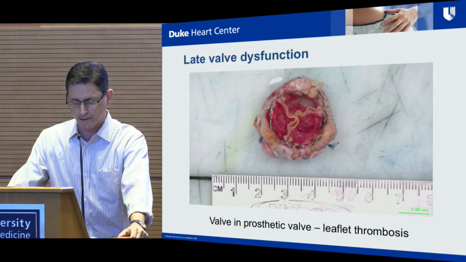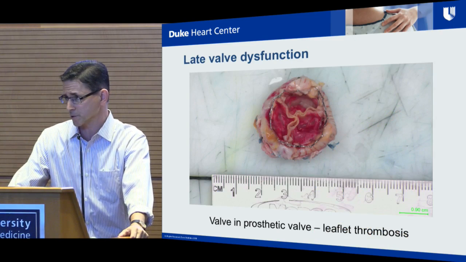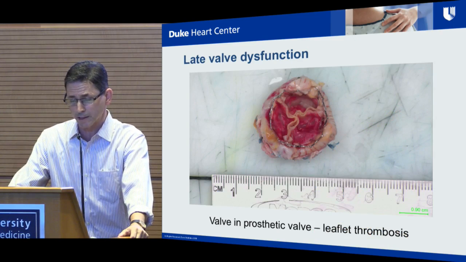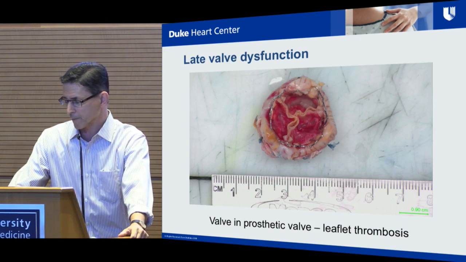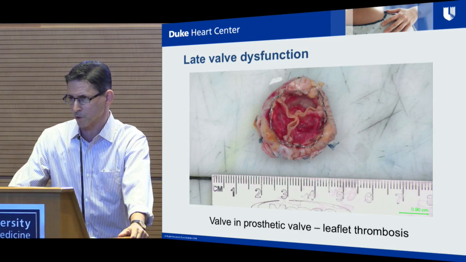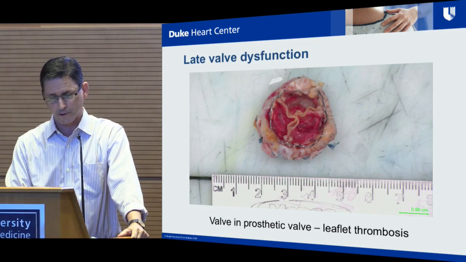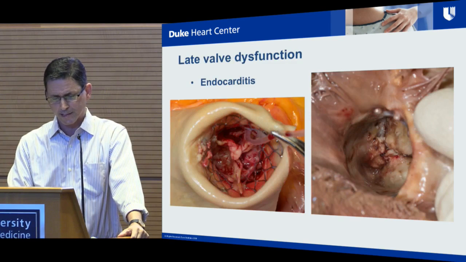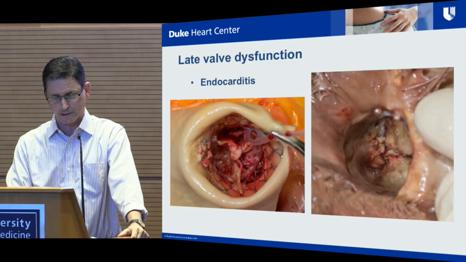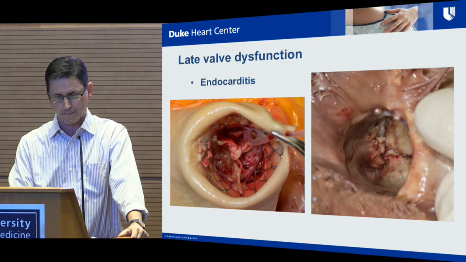And when you look down at it, it's not hard to appreciate that there's thrombus forming in these areas. And so it may be a combination of both pannus overgrowth and thrombus with subsequent organization that's going on in these valves and limiting some of their functionality. And here's a case of late endocarditis with some fibrosis.